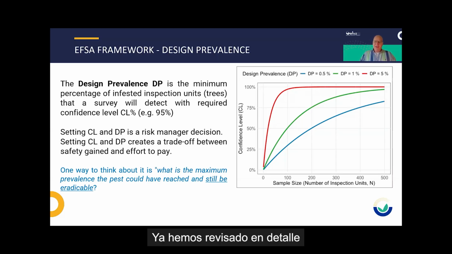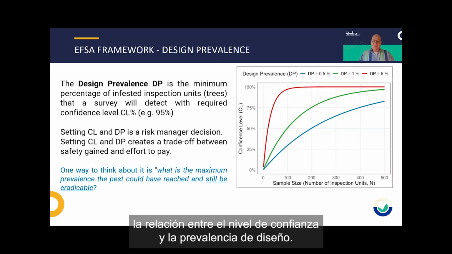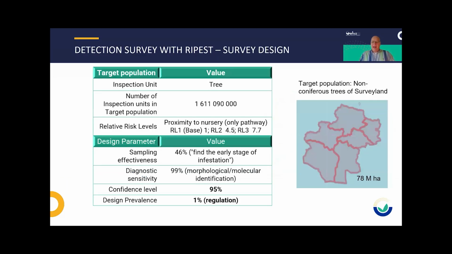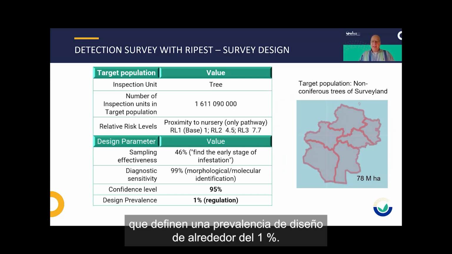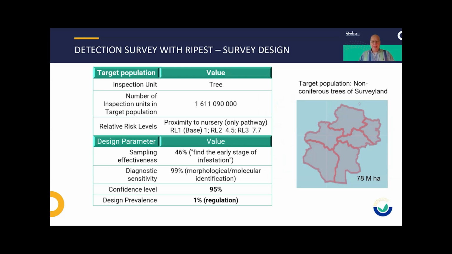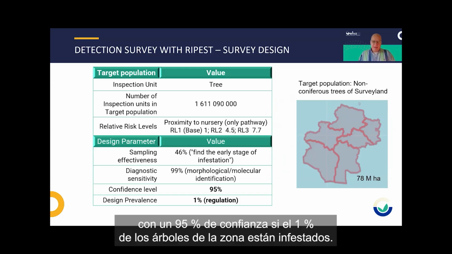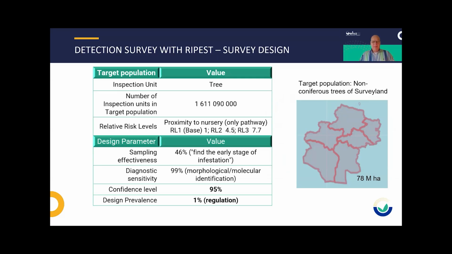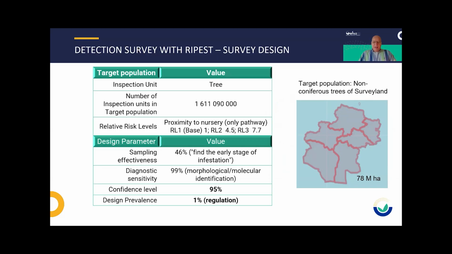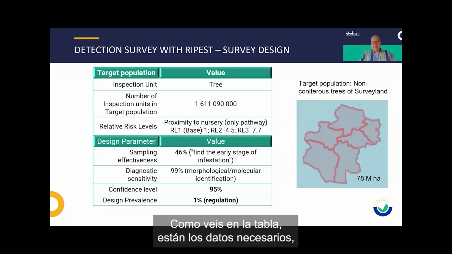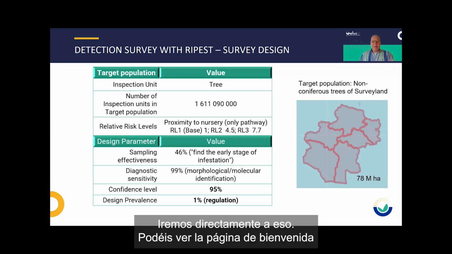So now we have reminded ourselves sufficiently in detail about the interaction of confidence level and design prevalence. And for our survey, we are using the regulatory prescriptions. That is about 1% defined as the design prevalence. So 1% infested trees is the level from which on we want to have, with a certainty of 95%, a detection of the disease. That's the managerial design of this particular survey. Good. Now you see with this table that all the data is there so that we can jump to RIPEST. So I will bring you immediately there.